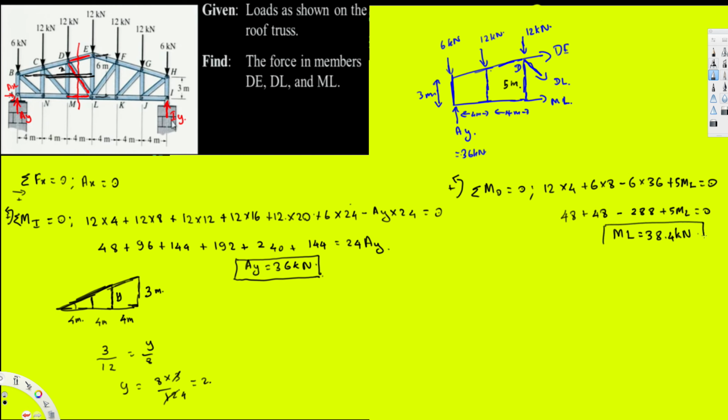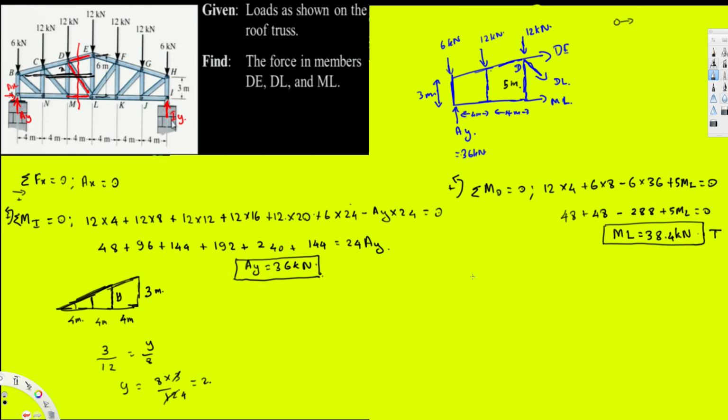Since the answer is positive, we know this is tension, because we are taking the tension direction for ML. If something is moving away from the joint, that's tension, and the answer is positive. Now we have information about ML, so we can find DL and DE. To find these, I have to use summation of Fx and summation of Fy, because taking moment around anything is not going to help.